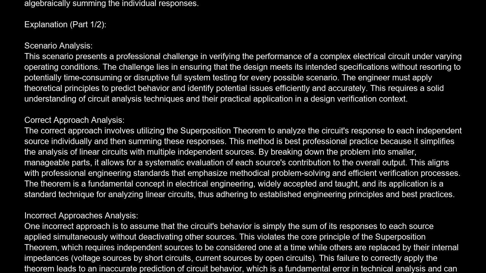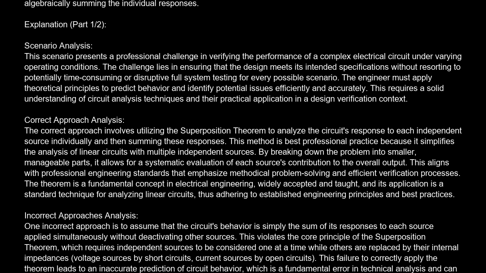The engineer must apply theoretical principles to predict behavior and identify potential issues efficiently and accurately. This requires a solid understanding of circuit analysis techniques and their practical application in a design verification context. Correct approach analysis. The correct approach involves utilizing the superposition theorem to analyze the circuit's response to each independent source individually, and then summing these responses. This method is best professional practice because it simplifies the analysis of linear circuits with multiple independent sources.